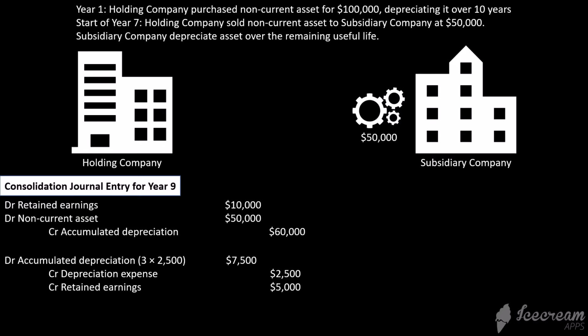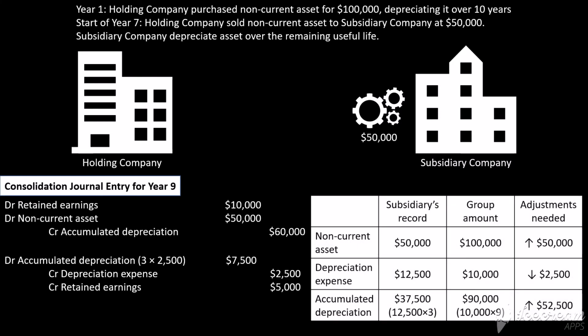Let's do a quick check whether we have done it correctly. The adjustments made to non-current asset is correct. The adjustments made to depreciation expense is correct. And we have adjusted a net decrease of $52,500 for accumulated depreciation, which is also correct. Bolded numbers represent that the figures for the entry will remain the same in any years following the sale. So what changes is only the amount to debit for accumulated depreciation and amount to credit for retained earnings in the second consolidation journal entry, where we will revert the depreciation expense and accumulated depreciation figure.